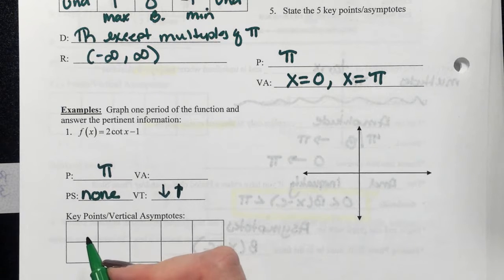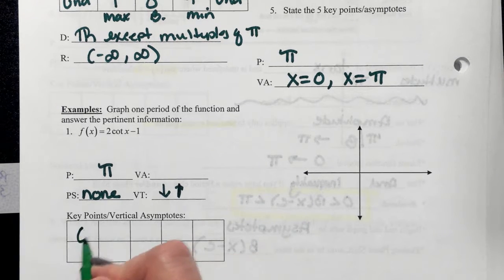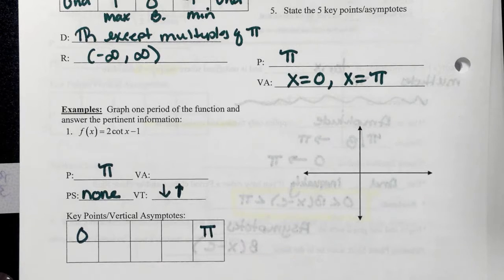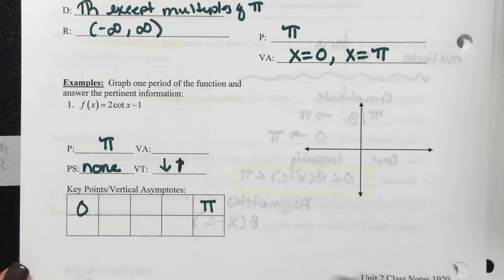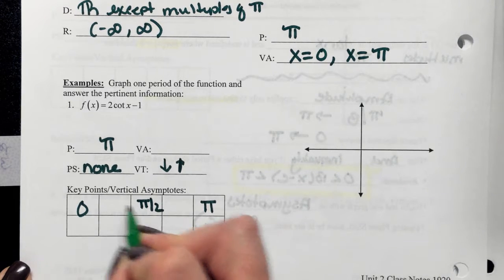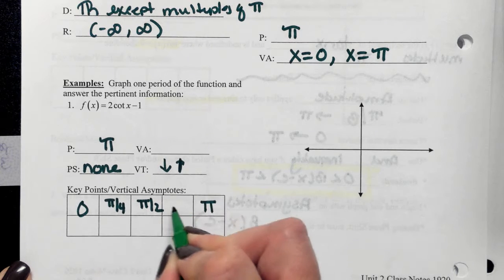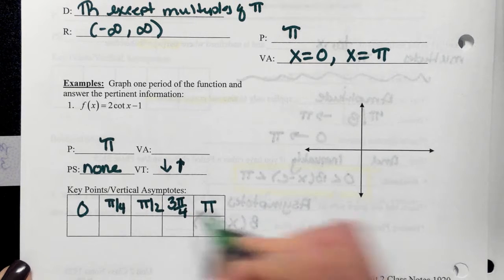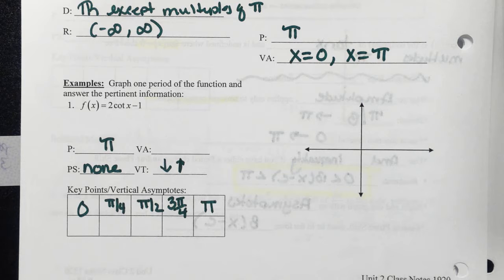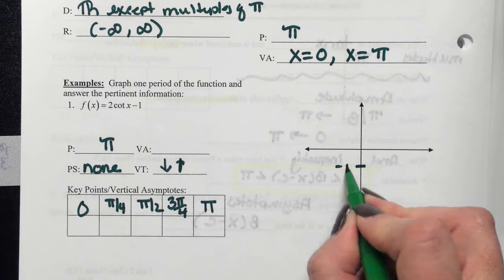So there is no phase shift. There is no period change. So I know the divisions along the x-axis are going to be just like it is for the parent function. Where's your baseline going to be? The baseline is going to be at -1.